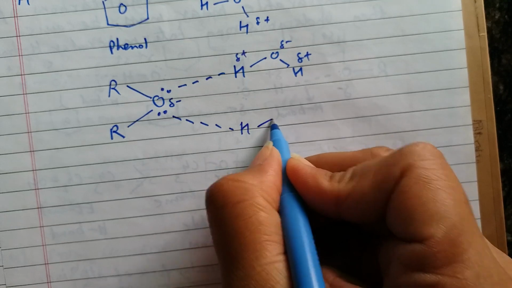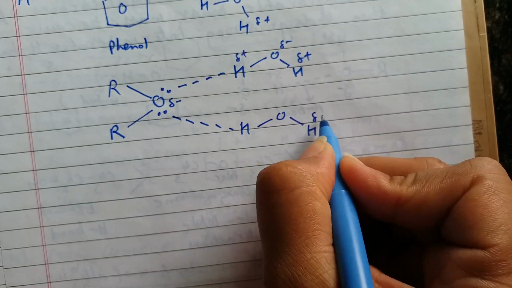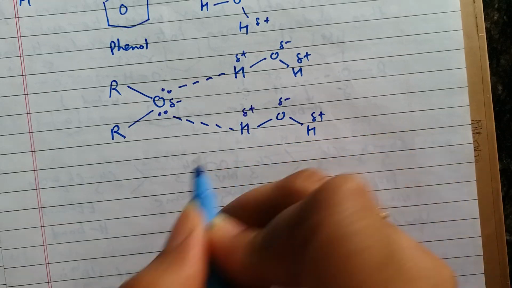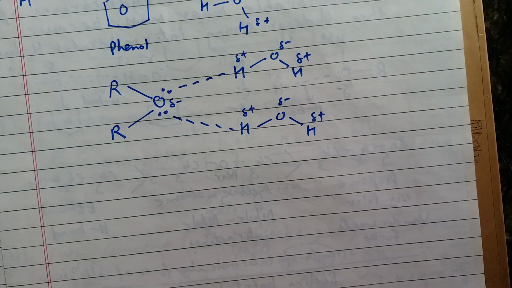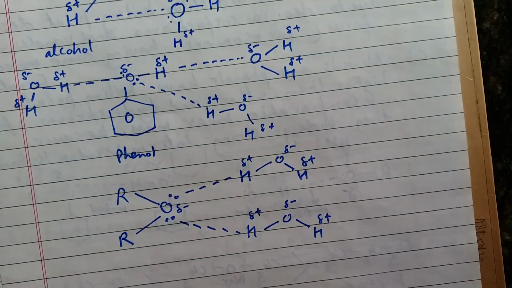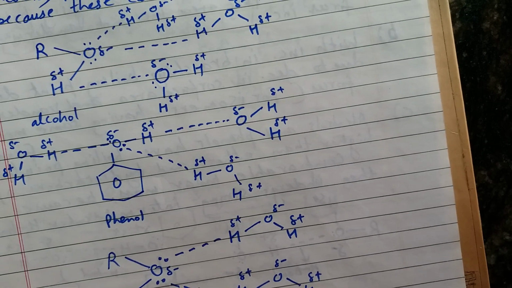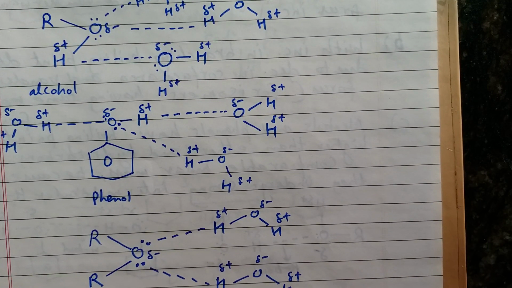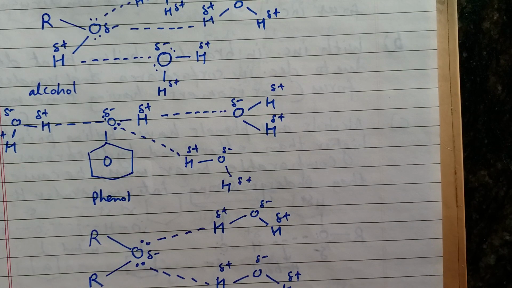Likewise, this will also form a hydrogen bond with the H plus facing the O minus. So this is how one molecule of ether can form two intermolecular hydrogen bonds with water molecules. So you have seen that all three, that is alcohols, phenols and ethers, are capable of forming hydrogen bonds with water, and so they are all soluble in water.